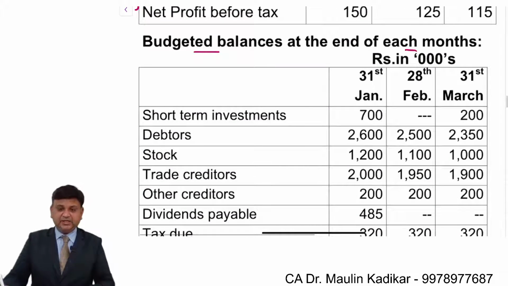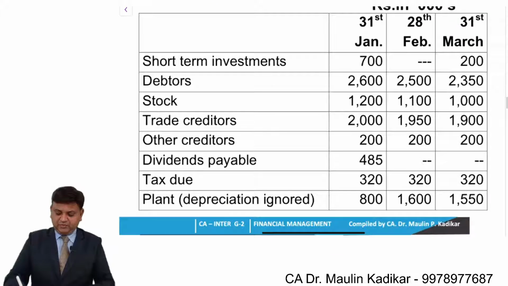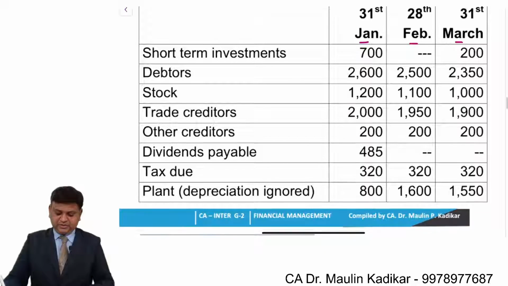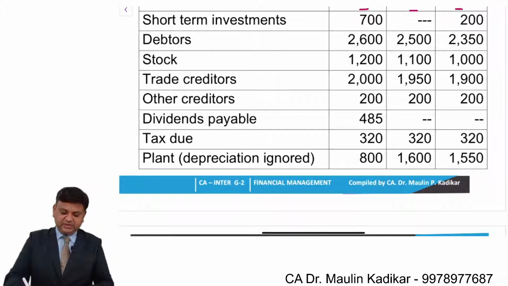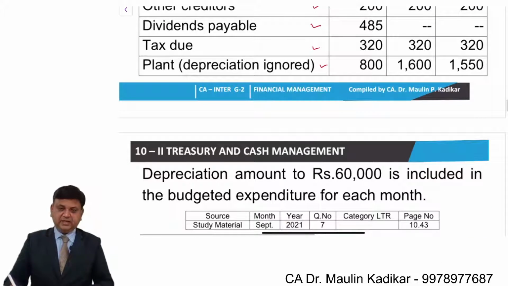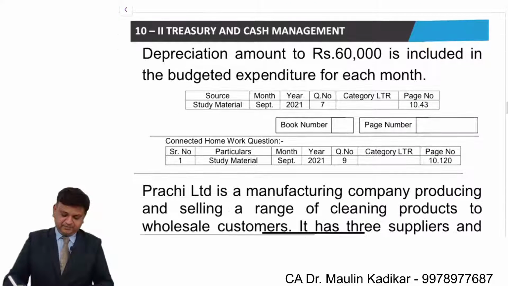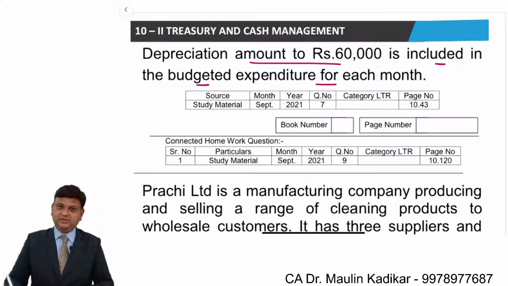Budgeted balances at the end of each month are given for 31st of January, 28th of February and 31st of March. It has been given in terms of short-term investment, debtors, stock, creditors, other creditors, dividend payable, tax due, plant and machinery, ignoring the depreciation value. Depreciation amounting to 60,000 is included in budgeted expenditure for each month. This question is taken from the study material.